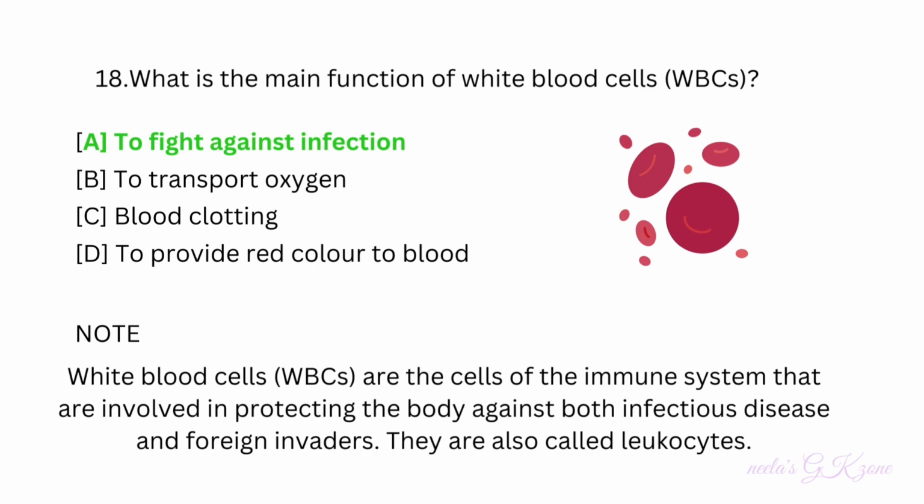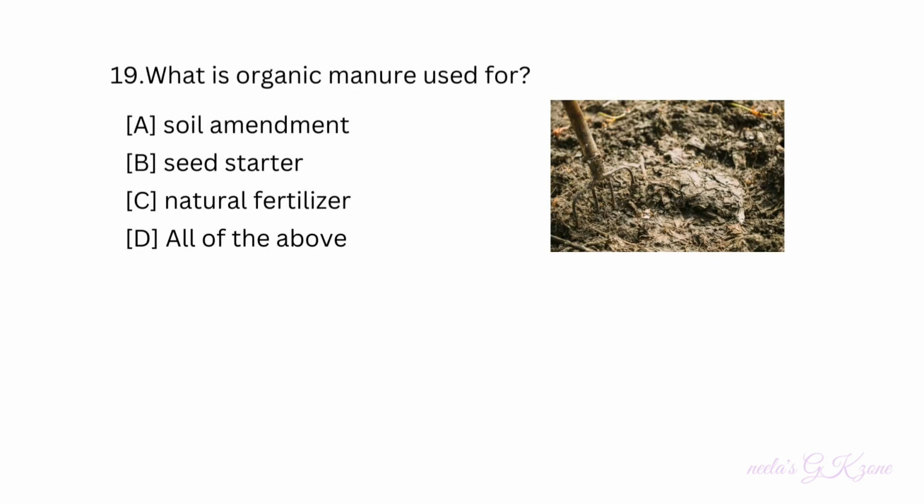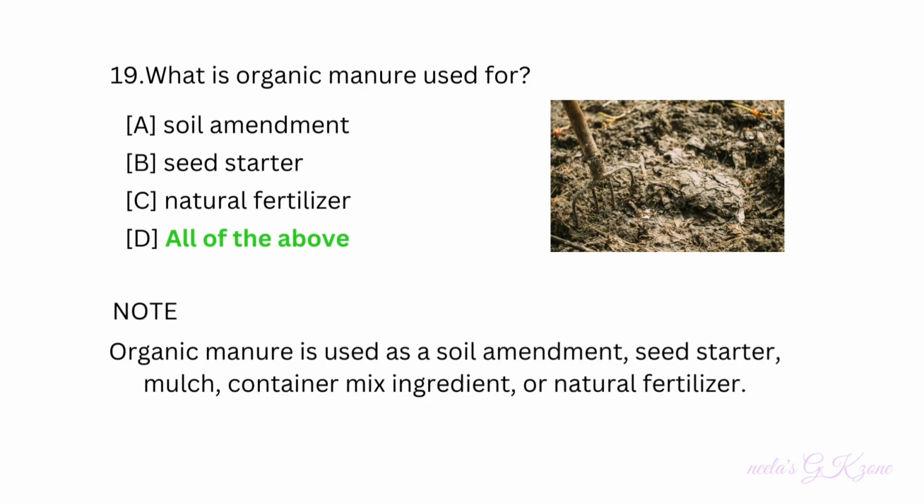And the next question is, what is organic manure used for? Soil amendment, seed starter, natural fertilizer, or all of the above. All of the above. Organic manure is used as a soil amendment, seed starter, mulch, container mix ingredient, or natural fertilizer.